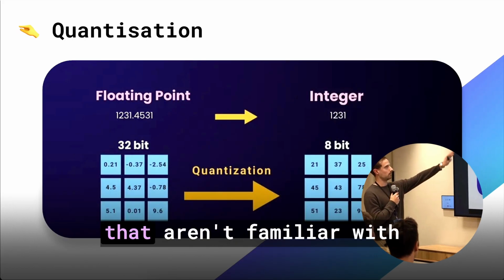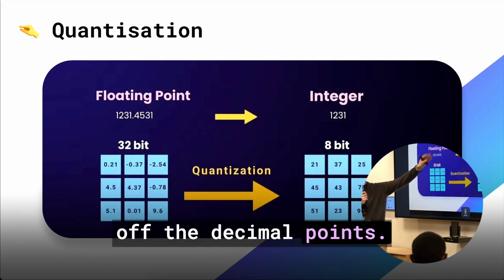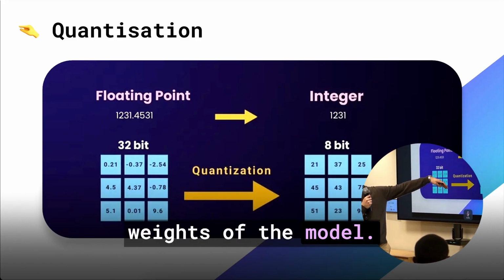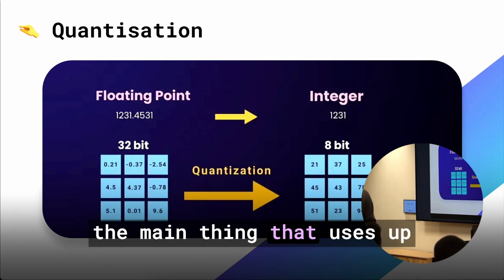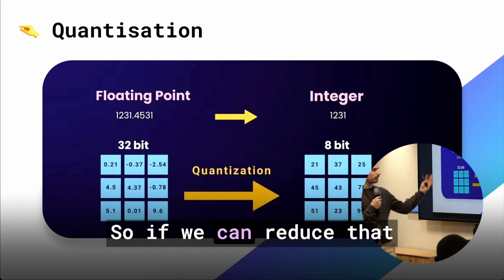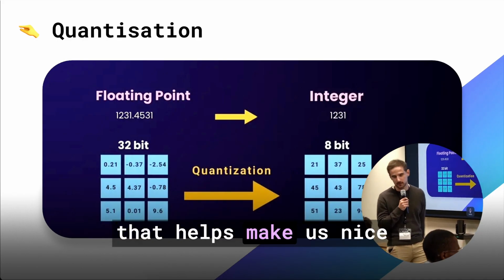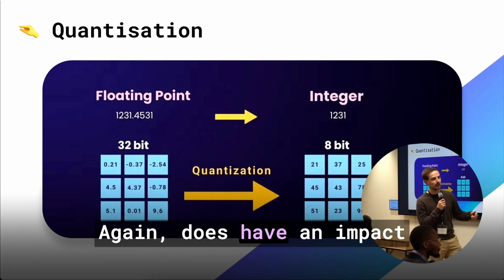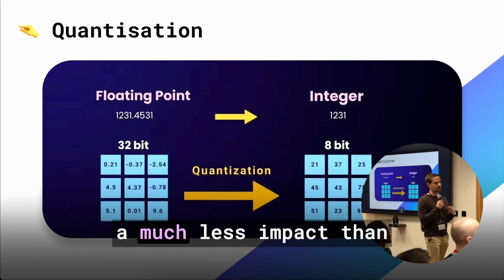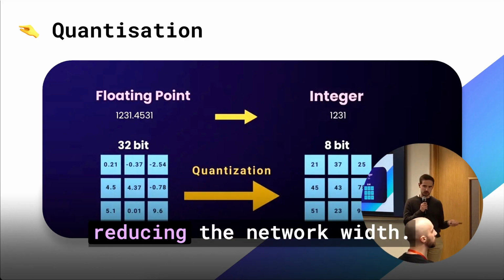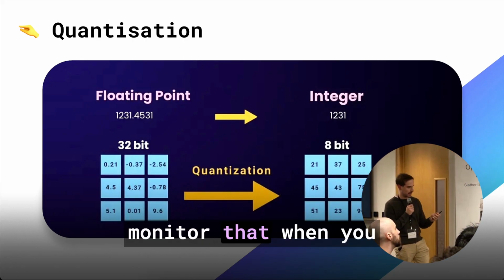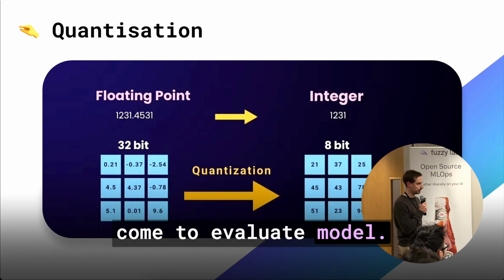Another one within that same range is quantization. Essentially here, for those that aren't familiar with this, we're just chopping off the decimal points. This is for the weights of the model. The weights of the model are the main thing that uses up the space within our model, so if we can reduce that down as much as possible, that helps make a nice small model for us. Again, it does have an impact on accuracy, but much less than what we would see with reducing the network width. But you will want to monitor that when you come to evaluate the model.